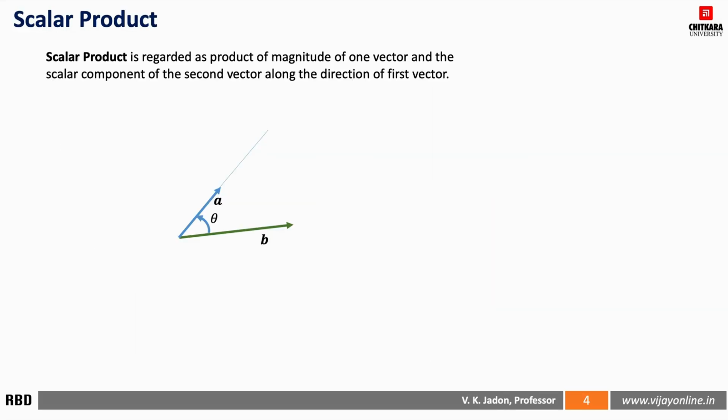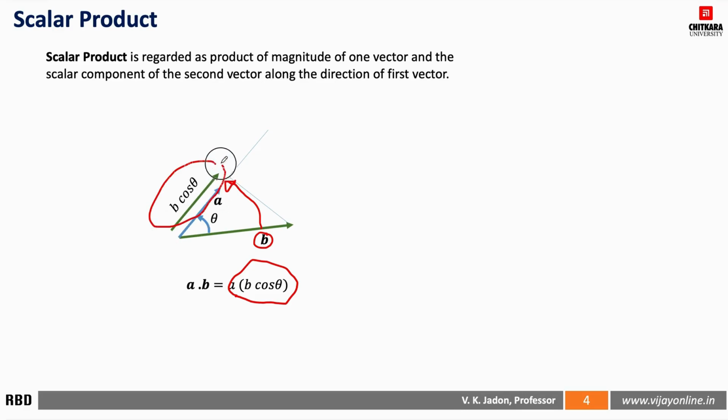Coming to the scalar product, it is regarded as the product of the magnitude of one vector and the scalar component of the second vector along the direction of the first vector. We can see that if we have vectors A and B and the two vectors are making an angle theta between them, then we can write the dot product as A dot B is equal to A B cos theta, where B cos theta is nothing but the projection of B along A.